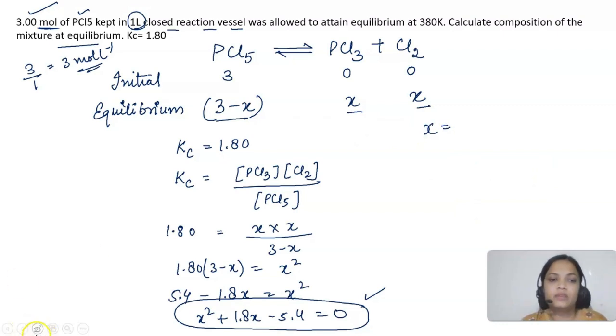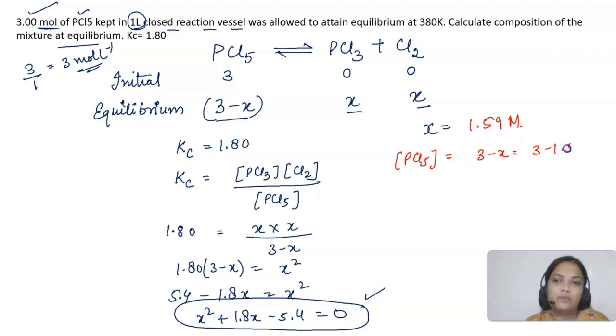Okay. So students, since you are not from maths background, maybe some of you can be. So you know that if I'll tell you यहाँ से x की value आएगी 1.59 molar. Okay, so the concentration of PCl5 would be 3 minus x, which is 3 minus 1.59, which is 1.41 molar.